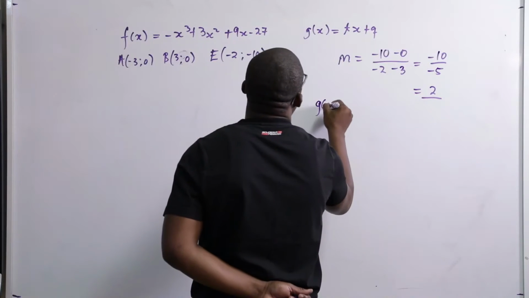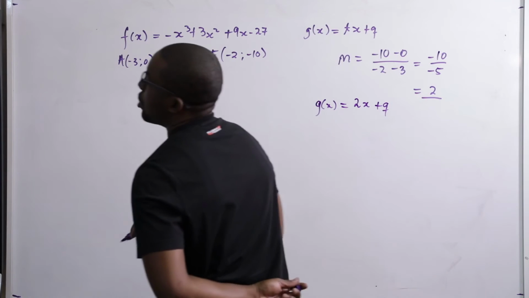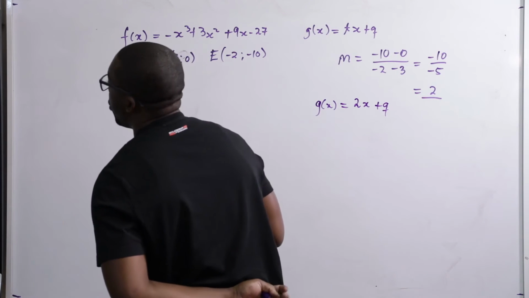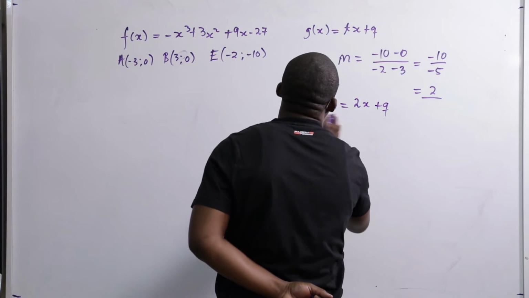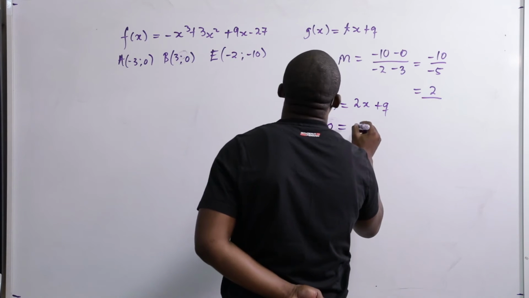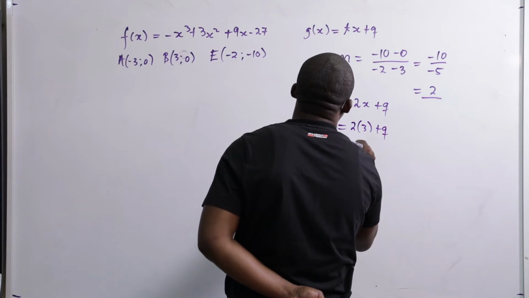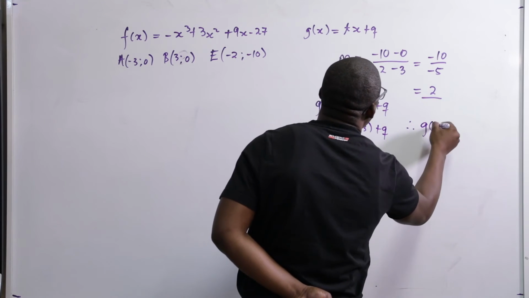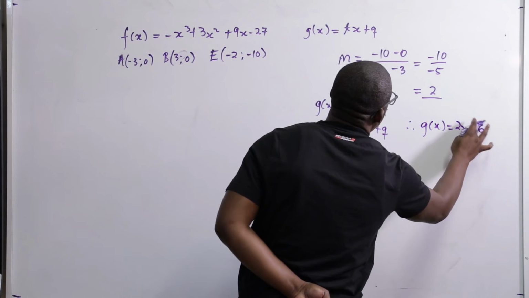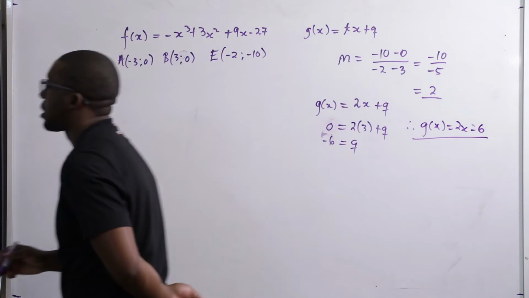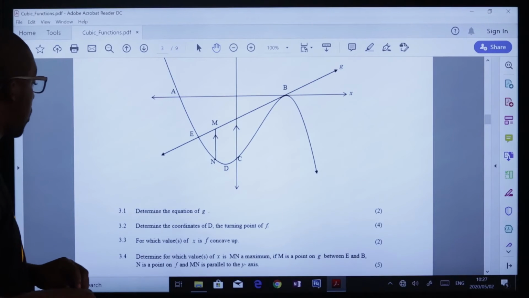That means it has a positive gradient. So g of x is equal to 2x plus q. To get the q, I just substitute 1 point. I'm going to substitute B: 0 is equal to 2 times 3 plus q, then minus 6 is equal to q. Therefore, the equation of g of x is equal to 2x minus 6. That is the first part of the question.